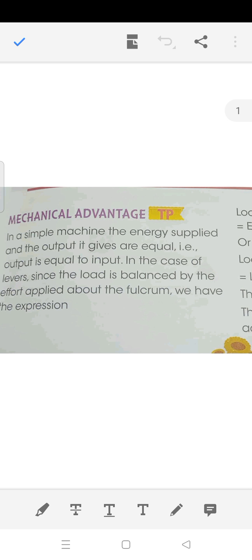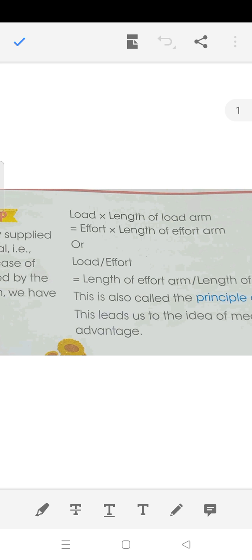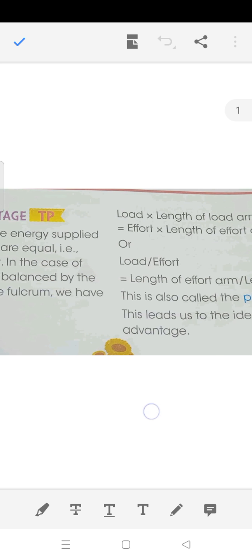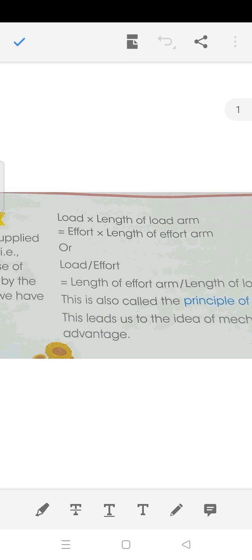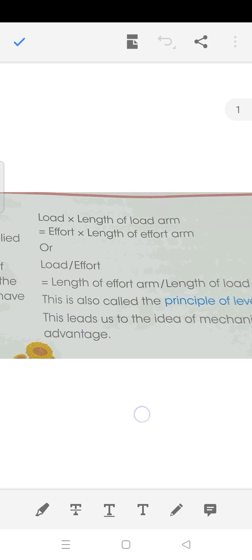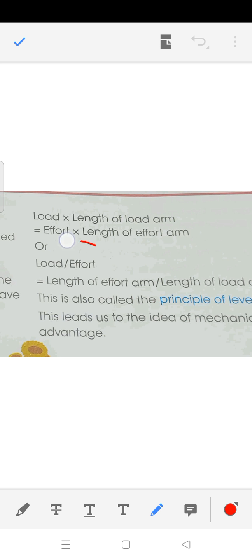Now, what is mechanical advantage? Mechanical advantage is the ratio of the load to effort. Okay, mechanical advantage is the ratio of load to effort. The ratio of load to effort is called mechanical advantage.